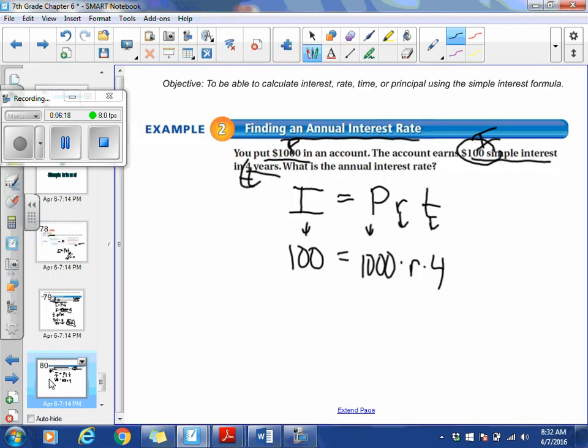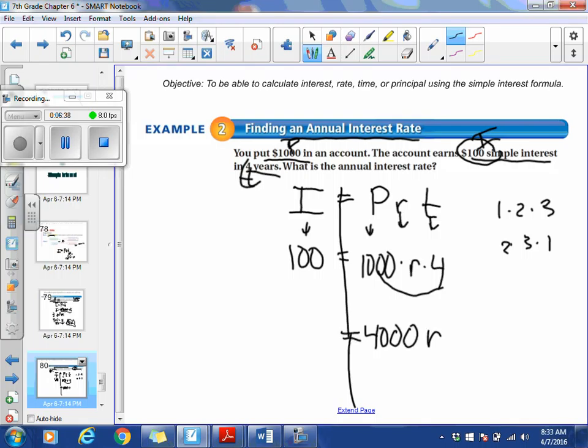Okay, so here I'm trying to find out what my rate is. And to do this, I say, all right, gotta get the variable alone. On this side, multiplication, like 1 times 2 times 3, is the same as 2 times 3 times 1. They both give me the same answer. So when I have something that's all multiplying, I can switch the order. So let's switch the order and multiply these two first. I have 4,000 times R equals 100. I need to get R alone to find out what the rate is. So we're going to divide both sides by 4,000.